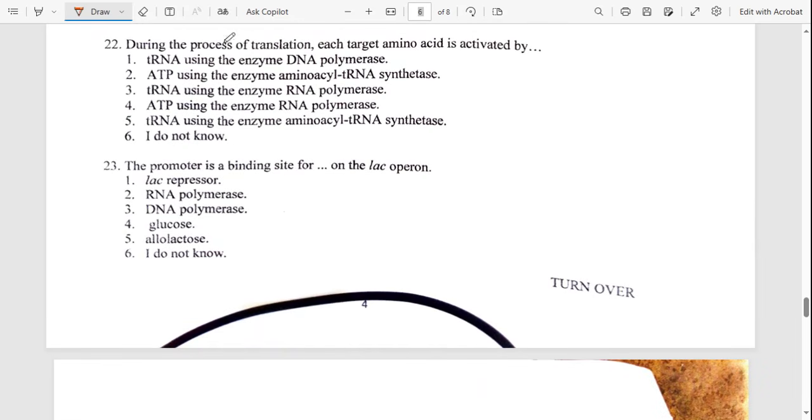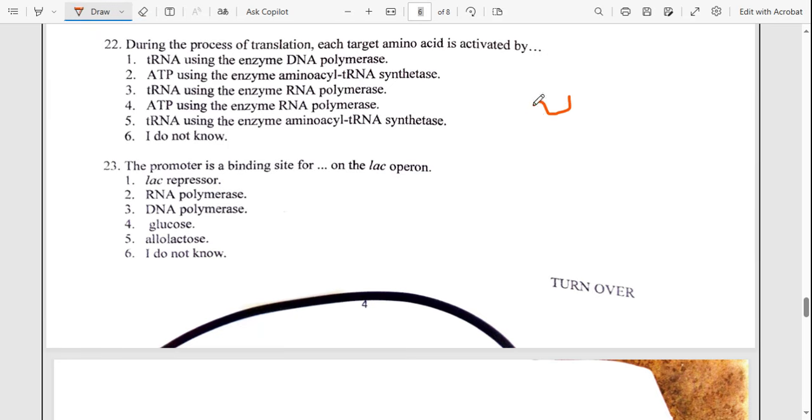22 is saying during the process of translation, each target amino acid is activated by. So what happens is this: you have your tRNA. Let me just try to draw it professionally. The structure is something like this.